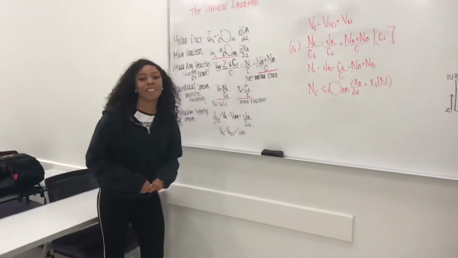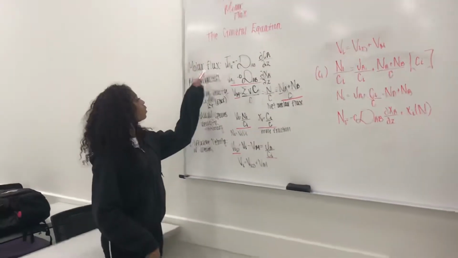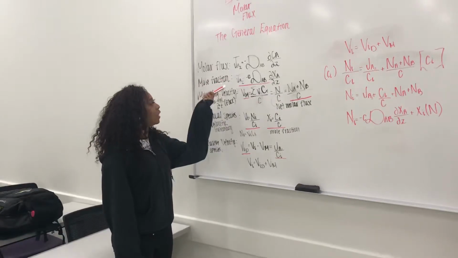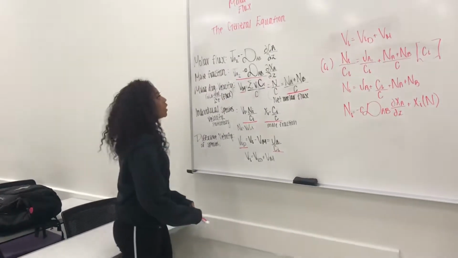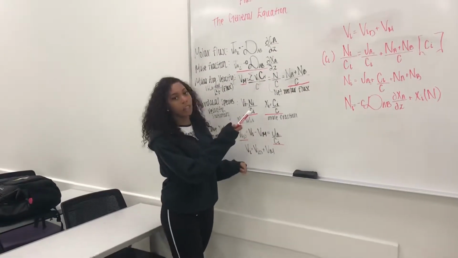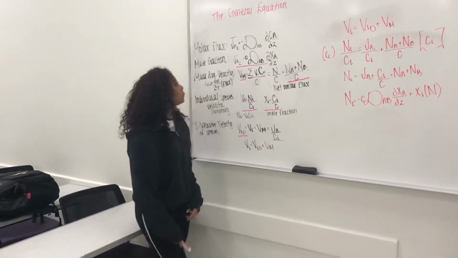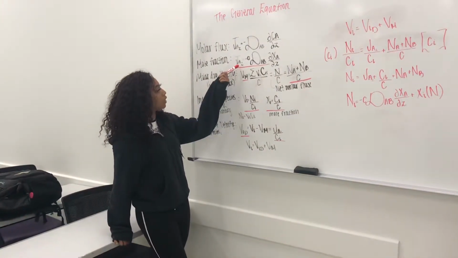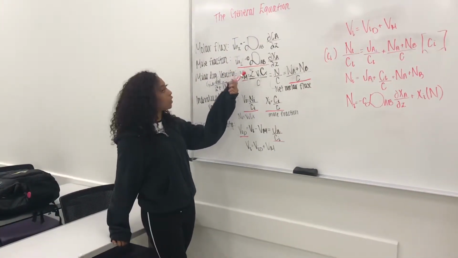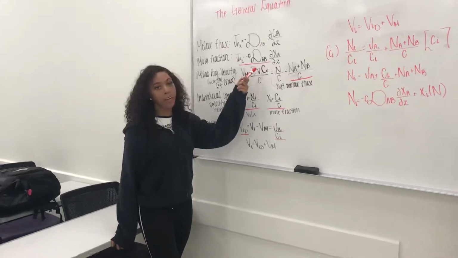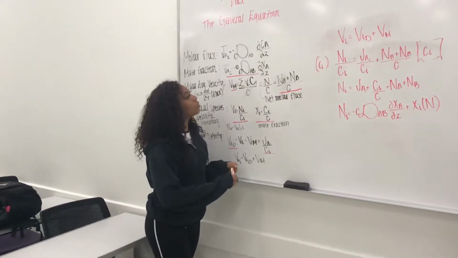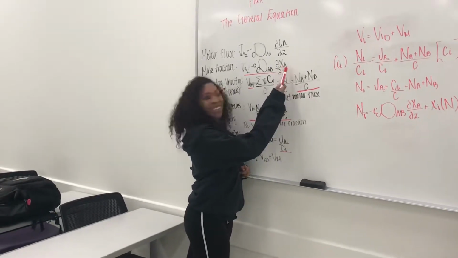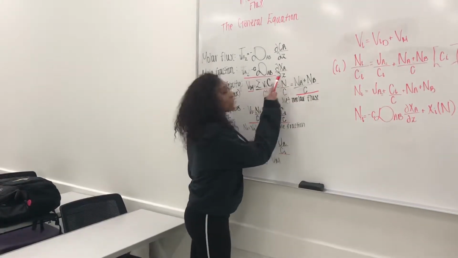A few of the equations that you need to know is molar flux, which is J_AZ equals the negative diffusivity D_AB times the partial concentration of A over partial Z. Then you have mole fraction, which is the flux J_AZ equals the negative concentration times the diffusivity of AB times the partial mole fraction of A over the partial Z.